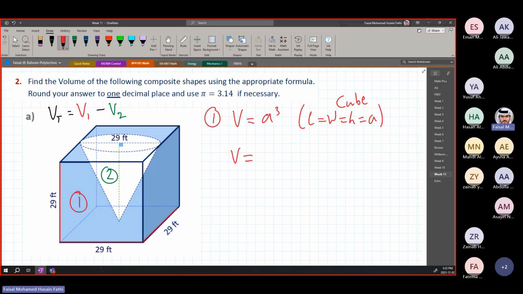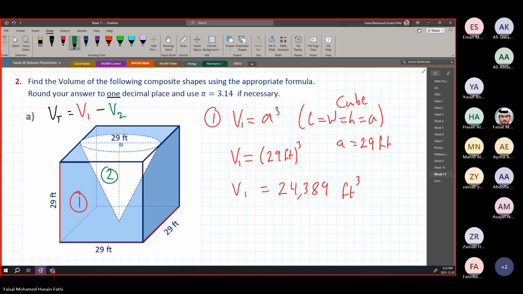So simply we can say, we know that A is equal to 29 feet. V1 is equal to 29 feet cubed. V1 is equal to 29 cubed, which is 24,389 feet cubed. Done. This trick is only for a cube. I mean, you can memorize all the equations if you want, but for a cube, meaning the length, width, and height are all equal, you can simply put the dimension cubed. That's where the name comes from. Okay, so done. V2.